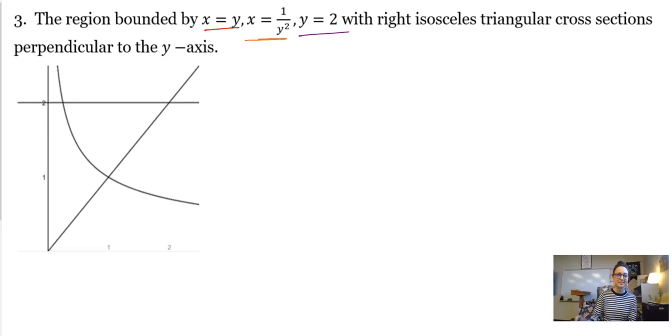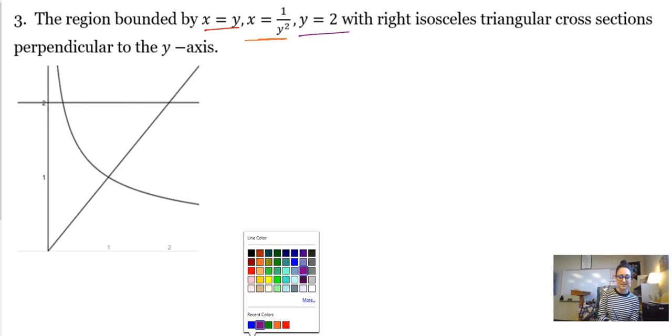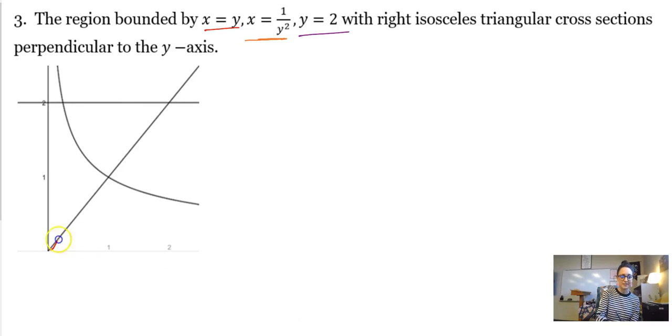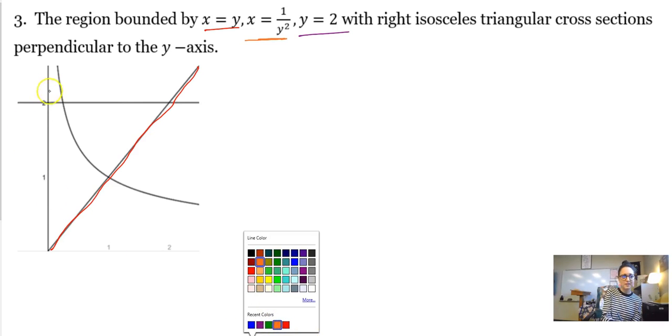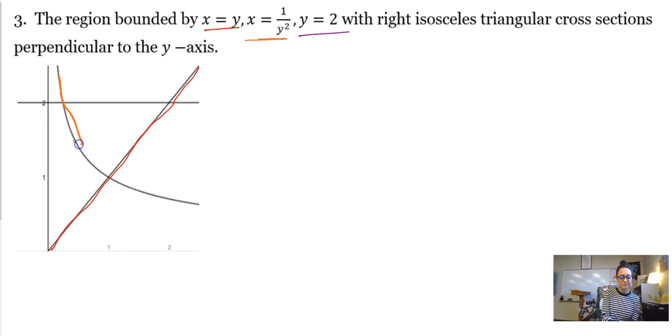So this is actually question 3 from your assignment. I just want to first make sure that you really get a clear picture of what the region is that we've bounded. Okay, so first I see x equals y. That's got to be this line with a slant to it, right? That's got to be this piece. And then I've got x equals 1 over y squared. So that's got to be this curve, right? And then we've got y equals 2, which is this horizontal line through the y-axis at 2.